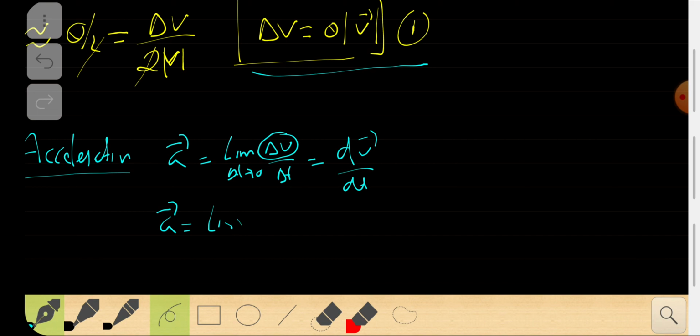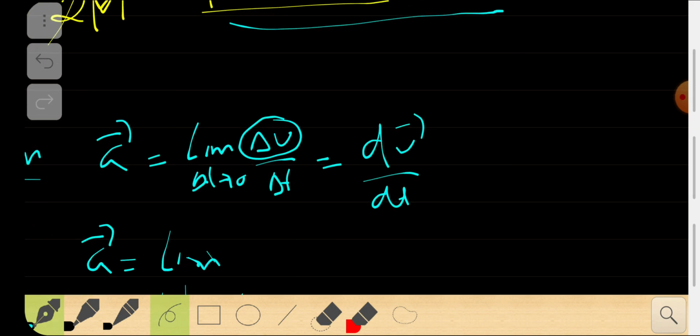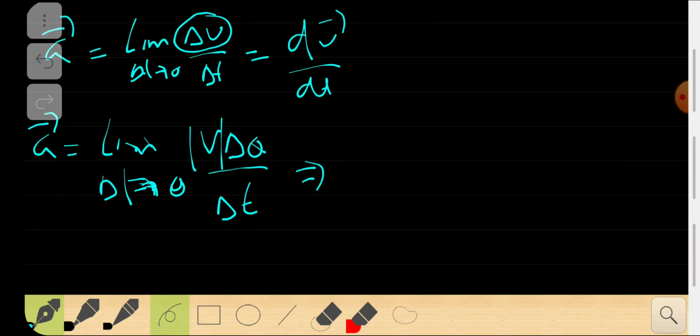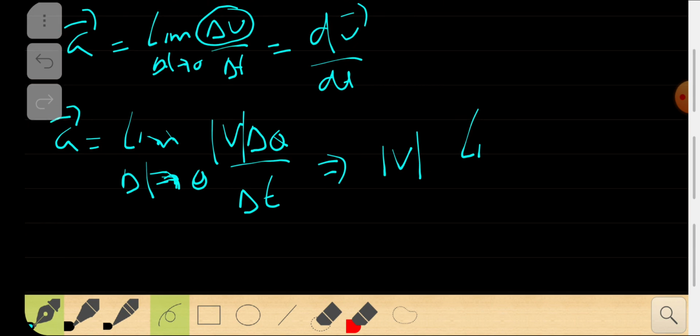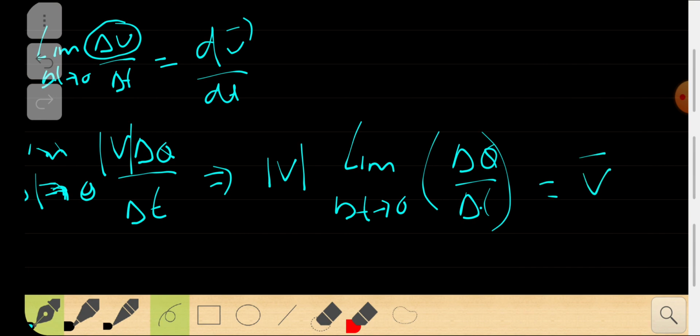limit as delta t tends to 0 of v times delta theta by delta t. Now I can take the magnitude of velocity outside, and you get the magnitude of velocity times the limit as delta t tends to 0 of delta theta by delta t.